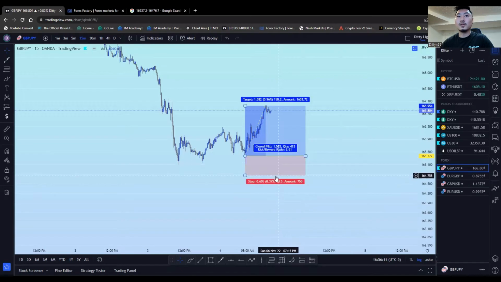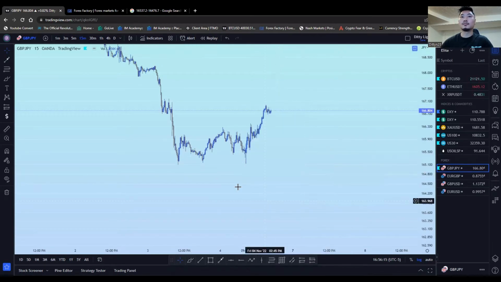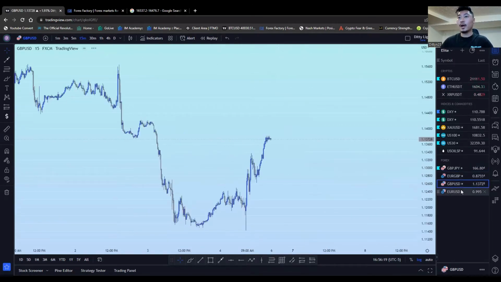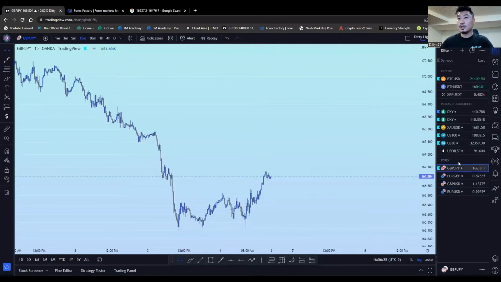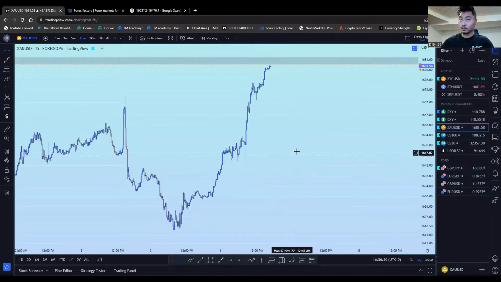There we go. See it here. Boom. At the middle. Cool. Next. So we see for Forex, right? GBP USD, Euro USD is the same. It's going to be the fourth decimal. We see on GBP JPY, and also we see on gold.